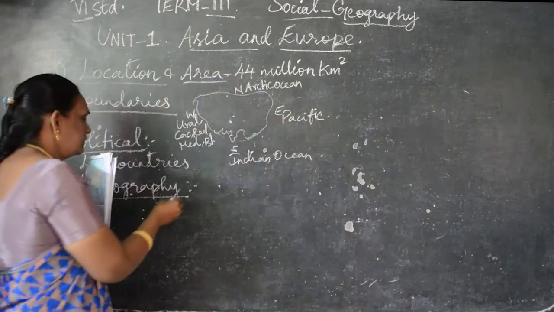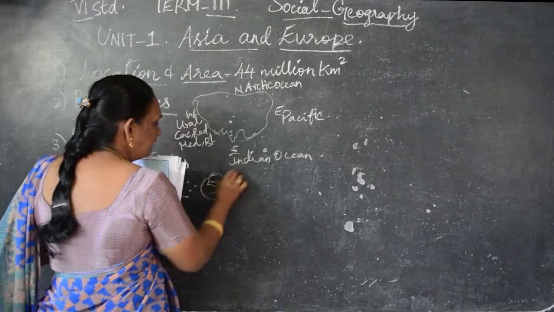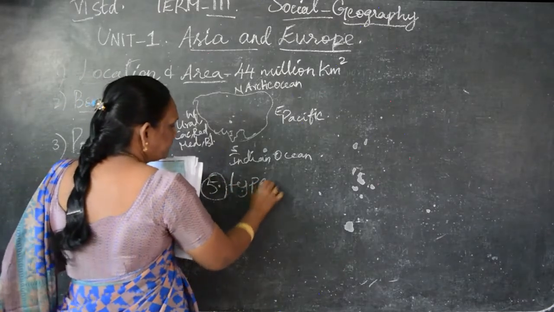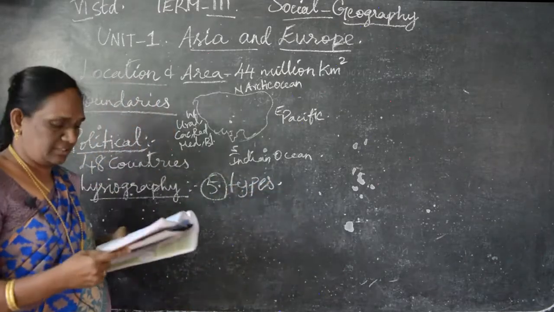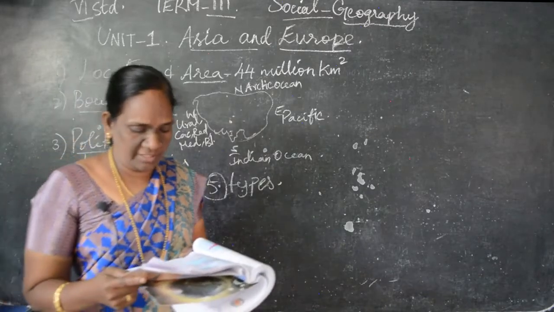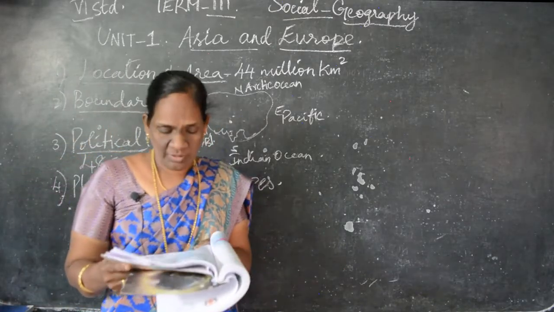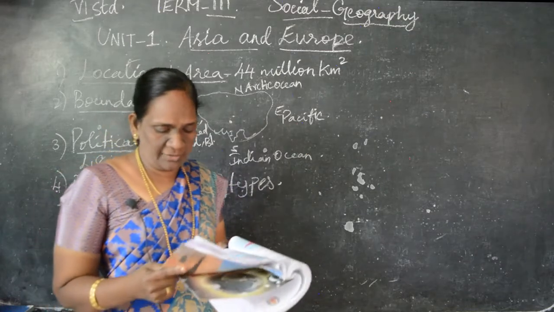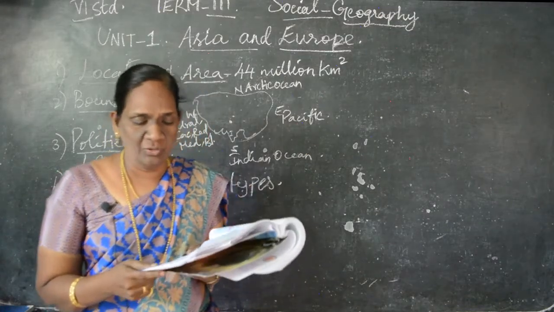How many physical divisions, physiography? 5 types are there. What are they? The northern lowlands, the central high mountains, the southern plateau, the great plains and the island groups. One by one we'll see, the northern lowlands.